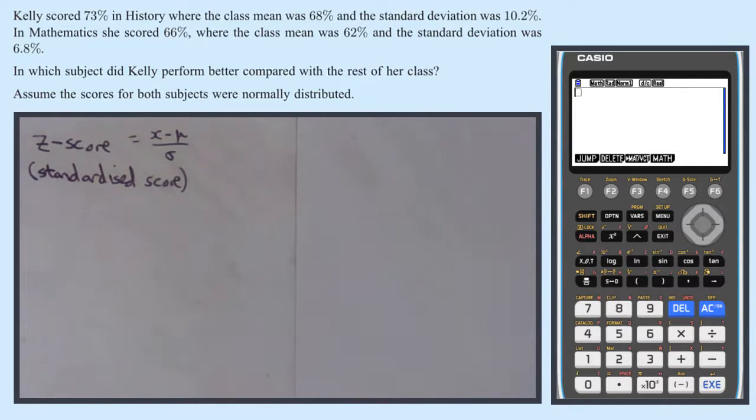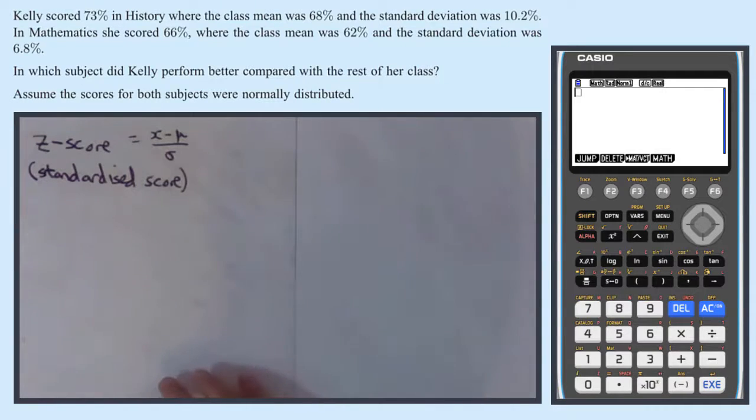So for Kelly, we're going to get a standardized score for history and a standardized score for maths. It looks like she's above average in both. We're going to do x minus mu over sigma, and whichever comes out with the highest value tells us how many standard deviations above the mean she is, and whichever value is higher means she's performed better compared to her classmates.